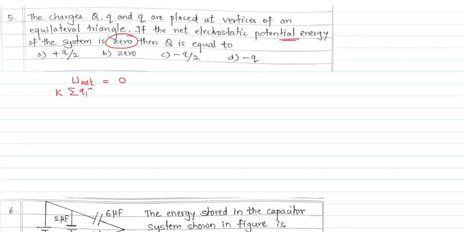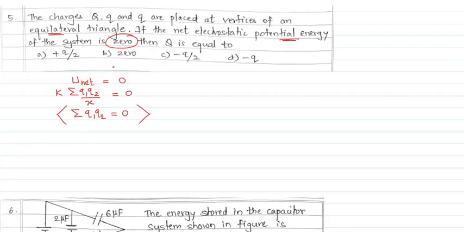summation Q1 Q2 by distance. As it is an equilateral triangle, the distance between two charges will be the same. So if I take the side as x, this is equal to 0. For all three, x will be the same, 1 by 4 pi epsilon naught will be the same. So when he says equilateral triangle, potential energy is 0, directly you can take summation Q1 Q2 equal to 0. You can take this as a hint or shortcut to solve.